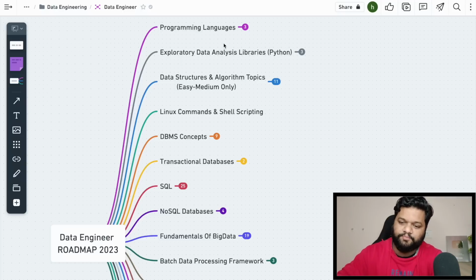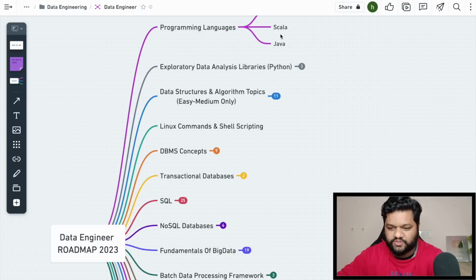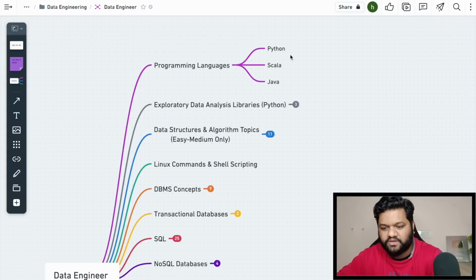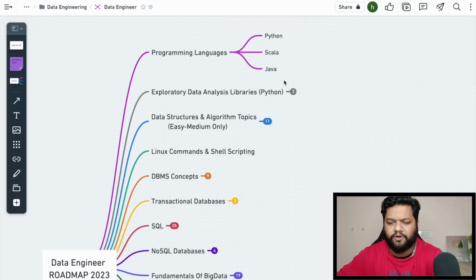So first, starting with the programming languages, you can start with Python, Scala and Java. From my recommendation, Python, being the language of data, is the one to start with if you are new. But in the data engineering space, these are the three languages which are really popular.